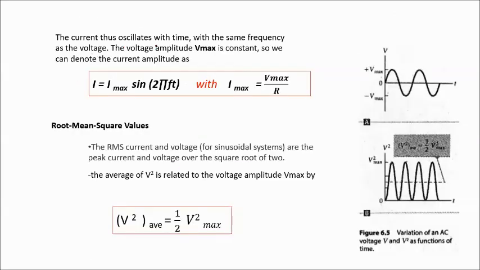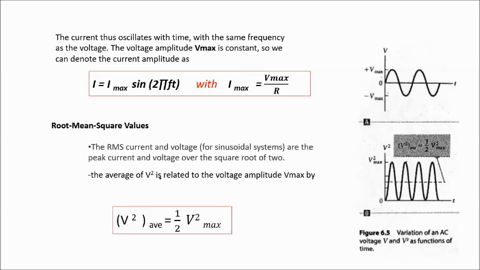The current thus oscillates with time with the same frequency as the voltage. So the voltage amplitude Vmax is constant. So with that, we have current I is equal to Imax sine of 2 pi ft. So using Ohm's law, Imax is equal to Vmax over R. And the root mean square values, ito yung RMS values of current and voltage, are the peak current and voltage over the square root of 2.